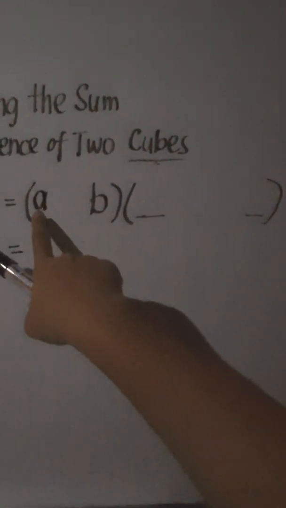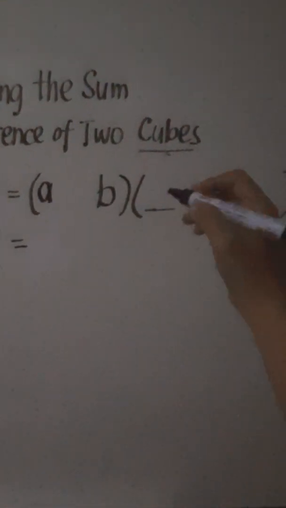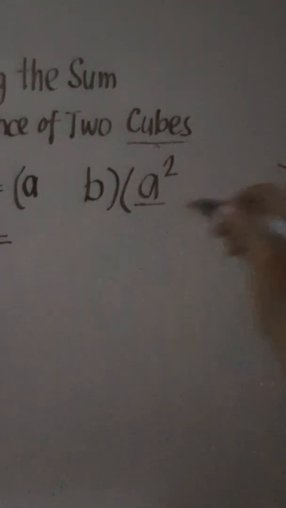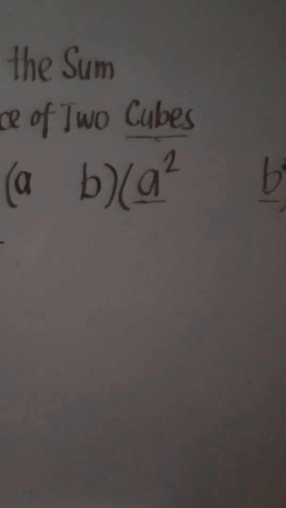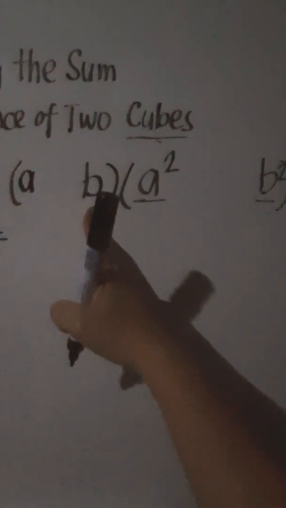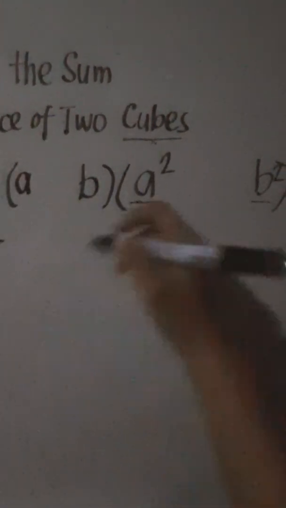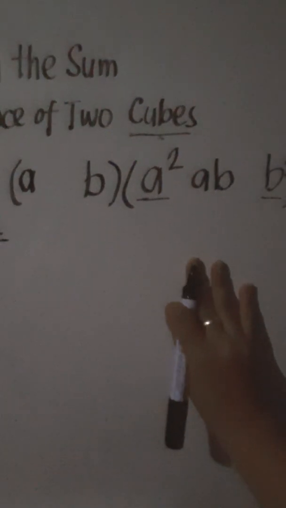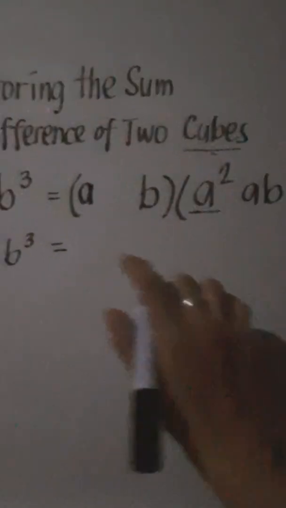So, unsay square sa a, that is a squared. Unsay square sa b, that is b squared. To get the middle term, all you have to do is multiply both the cube roots, that is ab. This time, ang kulang na lang is to identify the signs.